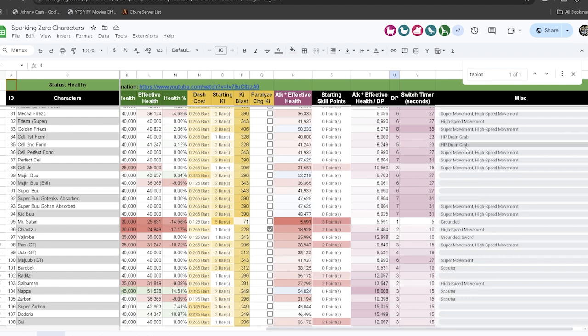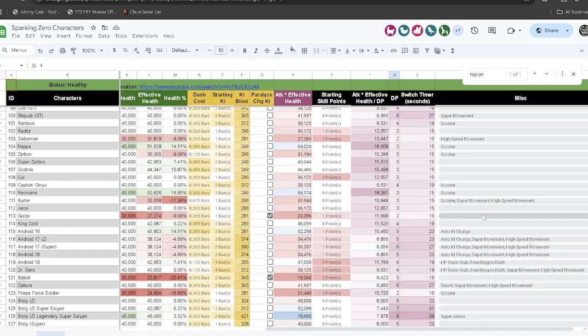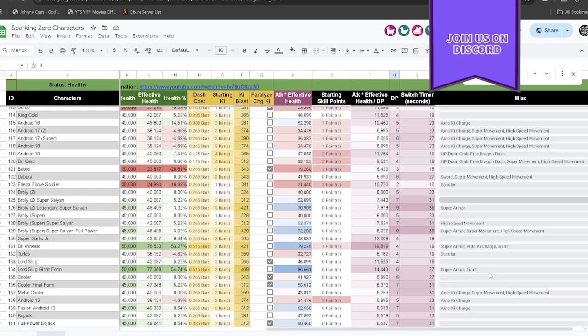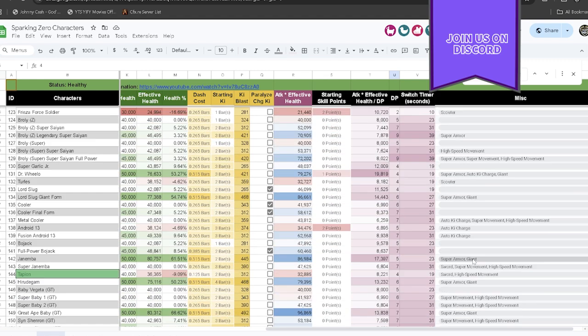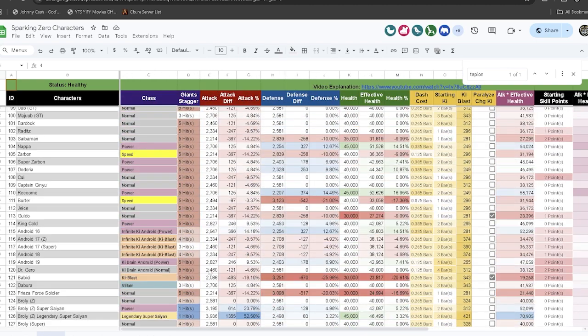Let me see, health drain grab. If you grab them, you can drain their health. I'm trying to go over this kind of quickly. Let's see, auto ki charge, super movement, high speed movement. That should be self-explanatory. Super armor, for example. So it just shows all of their abilities. Now let's go over to our character classes.